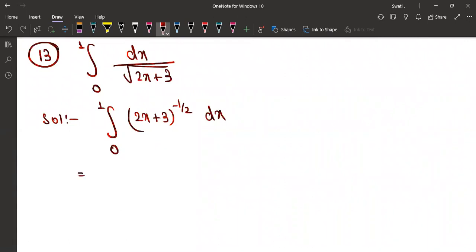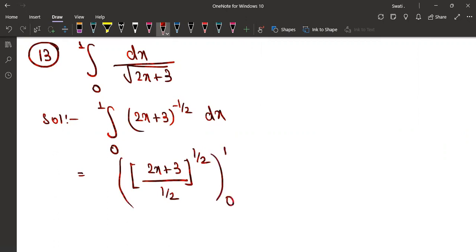Now I can directly use the formula, and the formula is 2x plus 3 raised to minus half plus 1, that is half, and then minus half plus 1 in the denominator, that is also half. And then, of course, we have the limit also, that is 0 to 1, and no constant of integration, because this is a definite integration. Now, this 1 upon 2 that you can see here, this will come outside as 2 only, right?